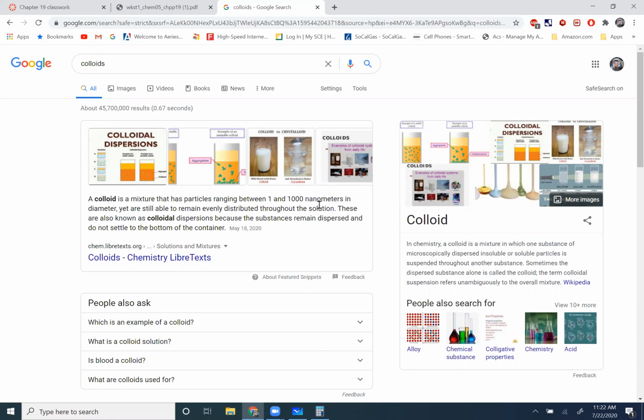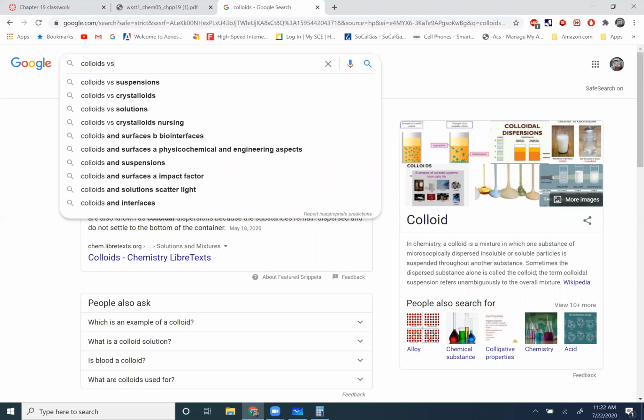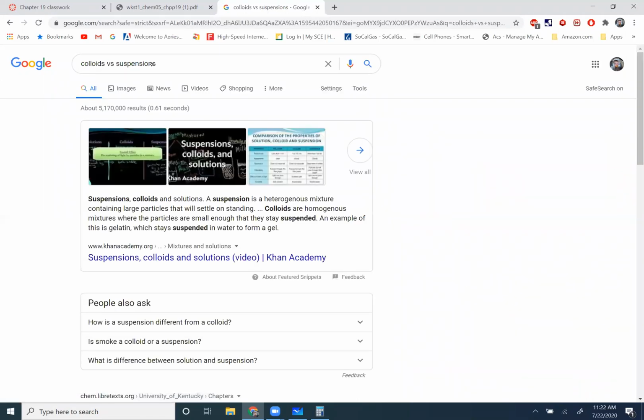And the reason why it gives you the size of particle is because when you're talking about the medium being something like water, that's the size that they'll fit. And so usually the word suspension is just kind of used for things that aren't water. And so also anything above that 1,000 nanometer range.